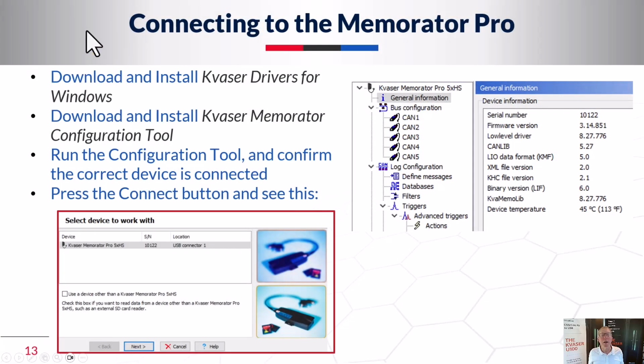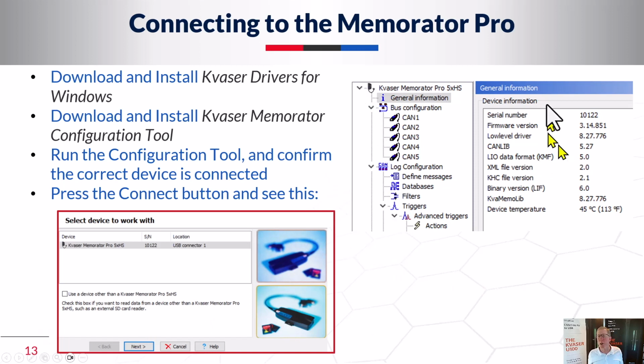Connecting to the Memorator Pro: once you're running the software and you hit the connect button, you go through this procedure, which we've already covered. You'll see the Memorator Pro 5X listed here, with serial number and what USB connection it's on. You just click on it and hit next, and it connects. If you want to pull your data off of a file on the computer, you can tell it to connect to something other than a Memorator Pro, and it can take data from a file or an SD card directly that's hooked into the computer.